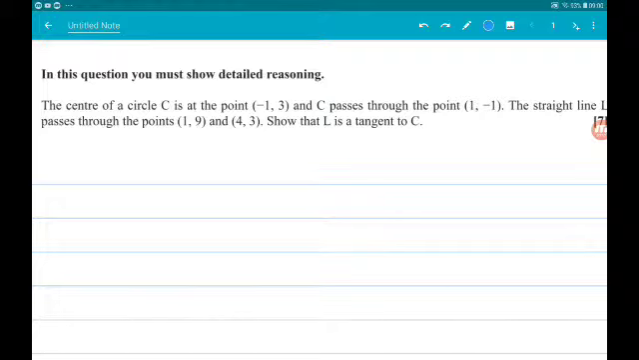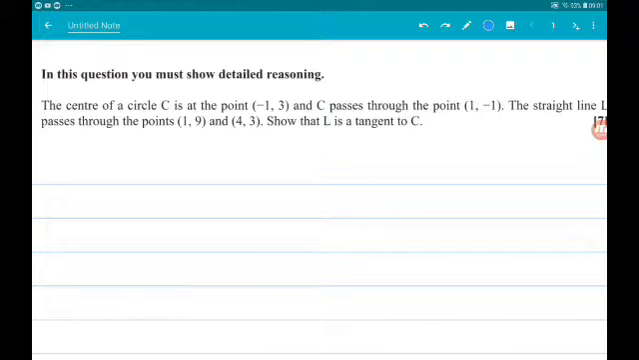The centre of a circle, C, is at the point (-1, 3), and C passes through the point (1, -1). The straight line L passes through the points (1, 9) and (4, 3). We want to show that L is tangent to C.